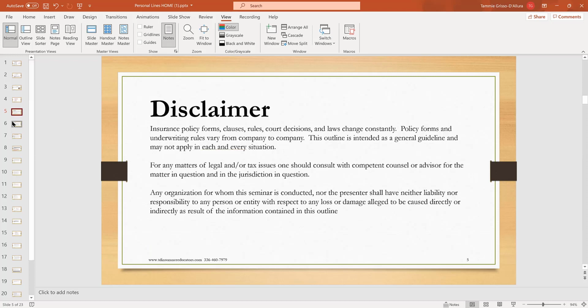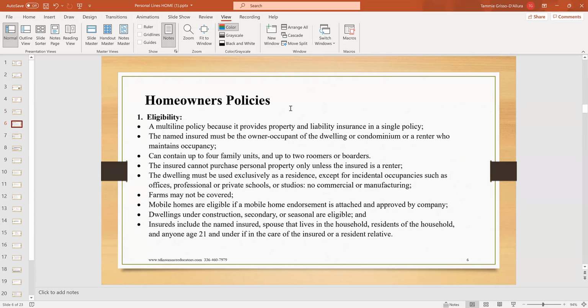Now, the very first thing we're going to talk about is the homeowner policy, because usually, as far as the property section, you may have a state where it's one test and the property and casualty are together, or you may have a state where it's just property. But the homeowners is usually a good percentage of this property test. So we're going to spend some time on your homeowner policy. So the eligibility: the homeowner is a multi-line policy.